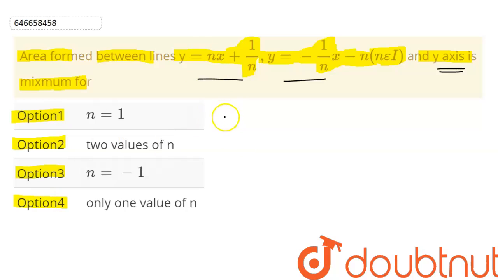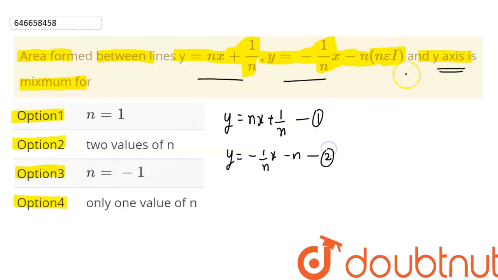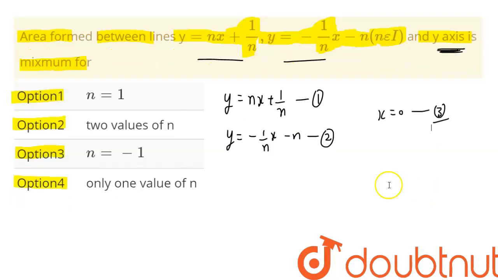So here we have the first line as y equals nx plus 1 by n. Similarly, the second line is y equals minus 1 by n x minus n. And the third line is the y-axis, and the y-axis is x equals 0. These are the 3 lines which were given to us in this question.